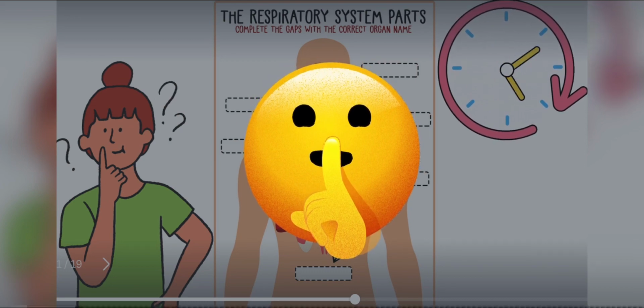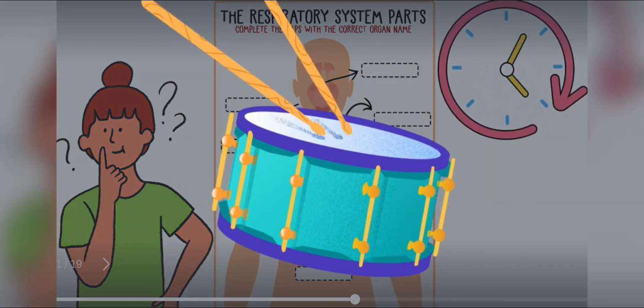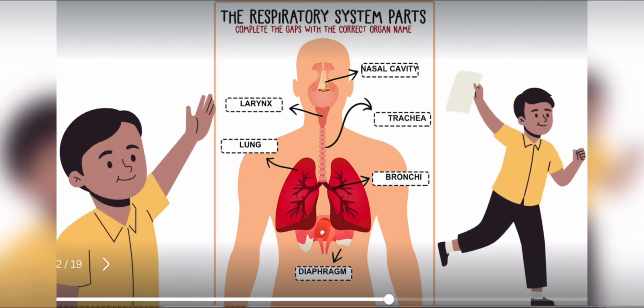Alright, time's up for now, everyone. Let's see if you got all the 6 correct answers. Now, in our respiratory system part picture, we can see the nasal cavity, the larynx, the trachea, the lung, the bronchi, and the diaphragm. So, how much score did you get? Very good! That's a good score.